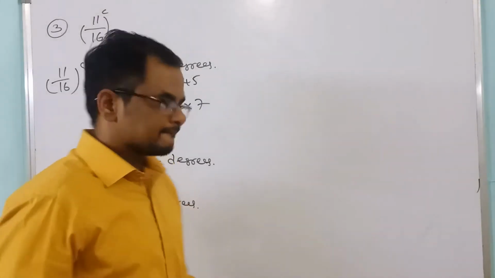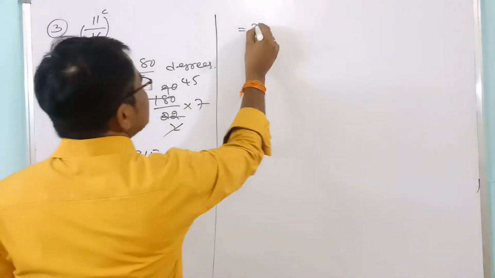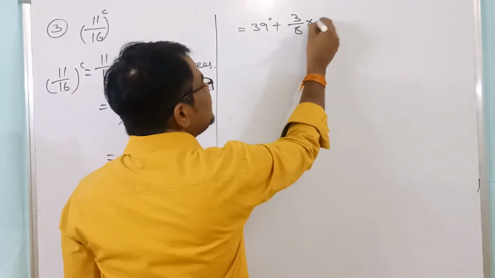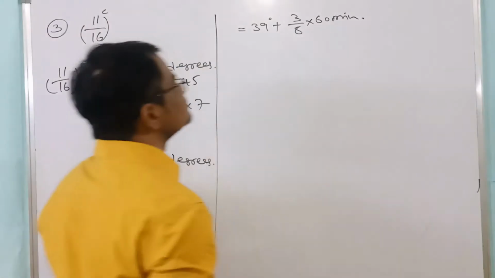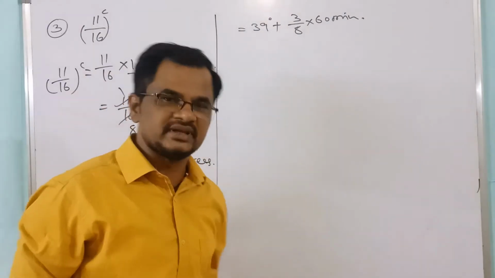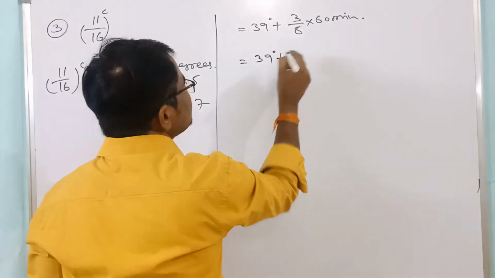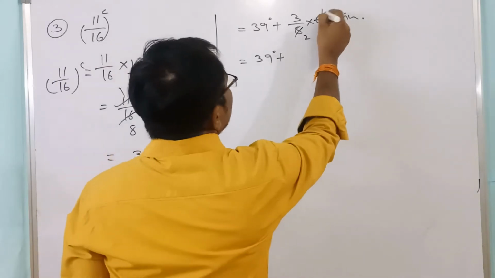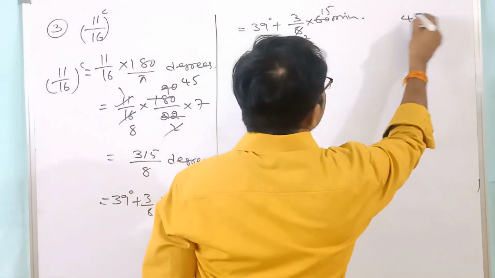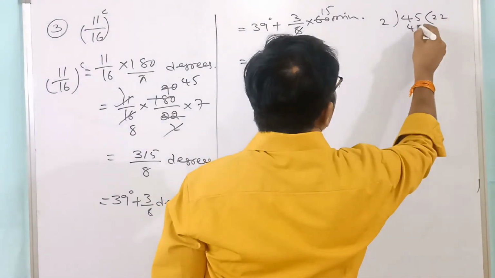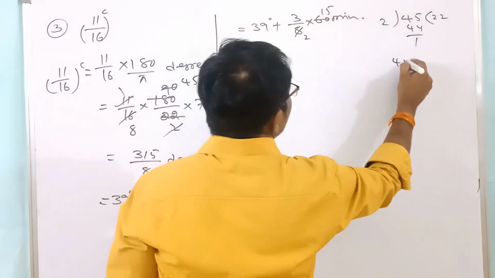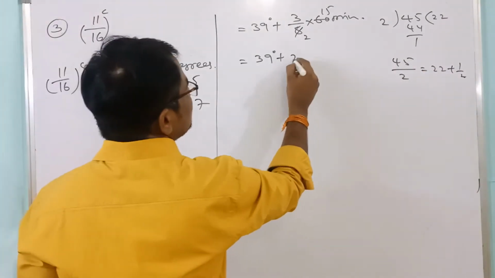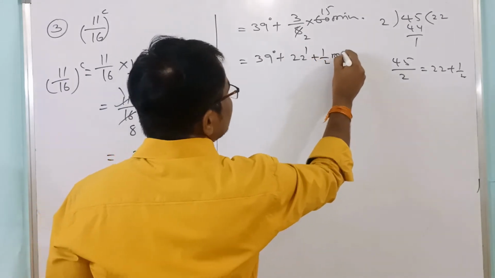Now again, this 39 degrees as it is, this extra one convert into minutes. So 3 by 8 into 60 minutes. If you multiply with 60, then it becomes minutes. That is equal to 39 degrees. Next, 4 2 times and 15, so 45 divided by 2. 22, 44, 1. So this 45 by 2, how to write? 22 plus 1 by 2. Now that is equal to 22 minutes plus 1 by 2 minutes.